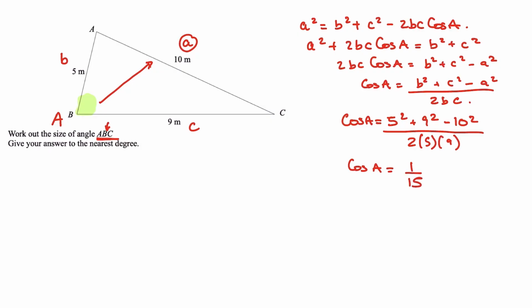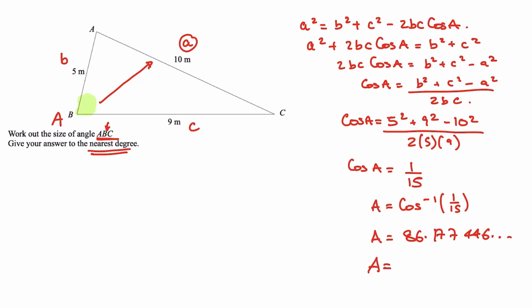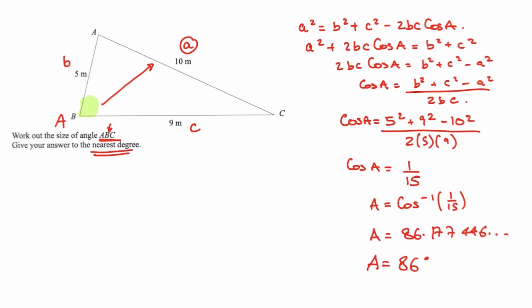From there, if I want to find the value of A, I need to take the inverse of cos, so cos minus 1 of 1 over 15. The value of A from there is 86.177446... In this case, they're telling me to provide the answer to the nearest degree, so to the nearest whole number. From 86.17, the nearest whole number is 86 degrees.